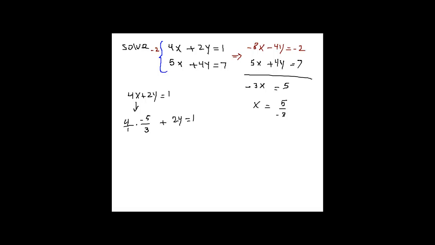All right. So in this case, we get -20/3 plus 2y equal to 1. So if I add 20/3 to both sides of the equation, then you can solve for y.